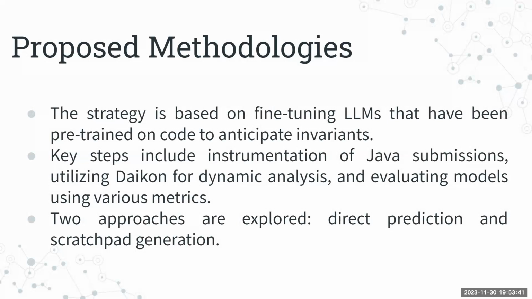The key steps in this strategy are, first, instrumentation of Java submissions. We start by instrumenting Java submissions, incorporating mechanisms that allow us to track program behavior and gather valuable data. Secondly, utilizing Daikon for dynamic analysis.